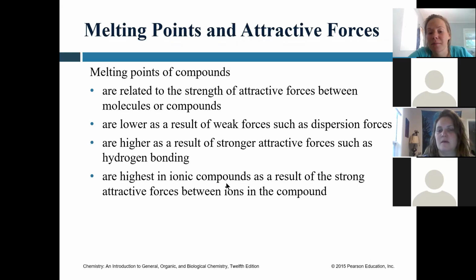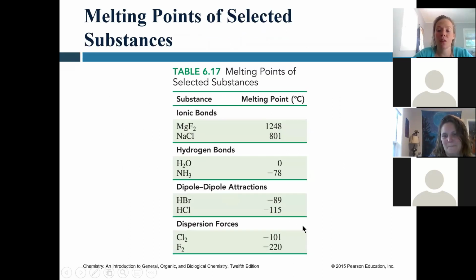Versus table salt. I've never seen my table salt melt. Now, I have had a salt lamp that has liquefied before, and that's because the salt lamp is pulling moisture out of the air and dissolving the salt, but I've not actually seen salt melt before, change states like that. So here are some of the melting points. Look at what's going on for these ionics.